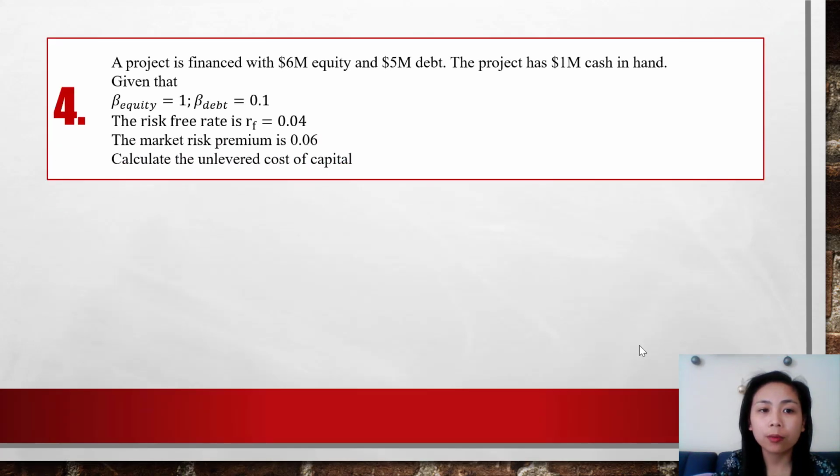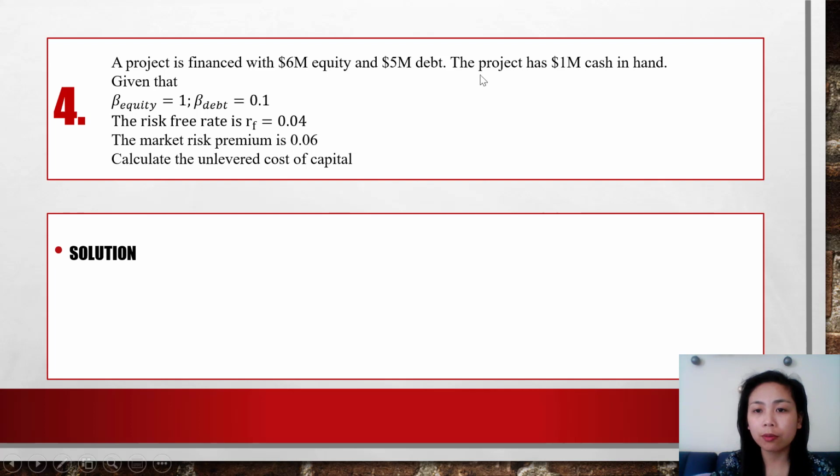Problem number 4, a project is financed with $6 million equity and $5 million debt. The project has $1 million cash in hand. Given that the beta of equity is 1, beta of debt is 0.1, the risk-free rate RF is 0.04, the market risk premium is 0.06, calculate the unlevered cost of capital.